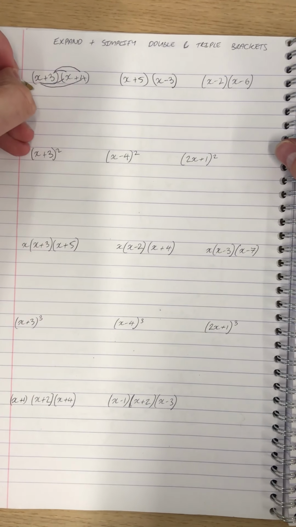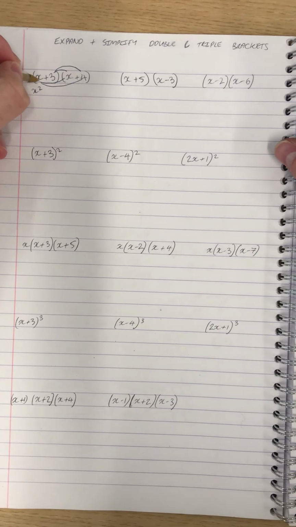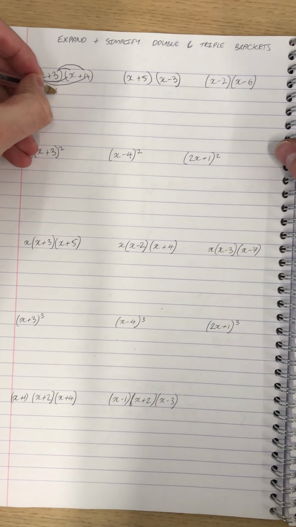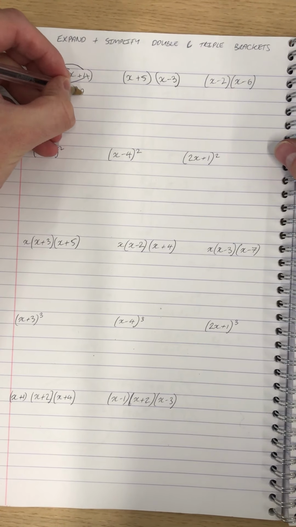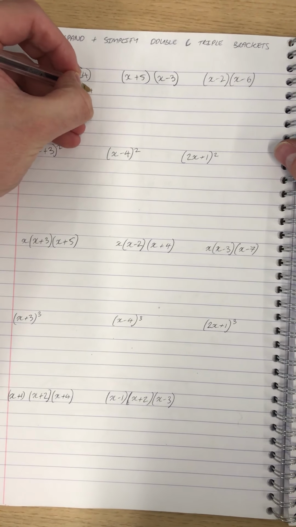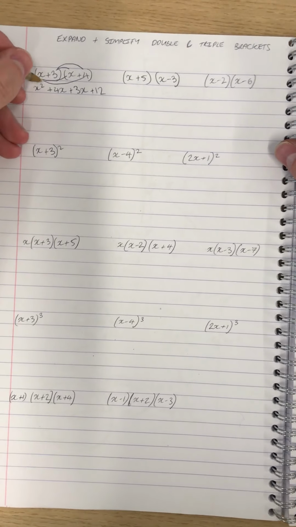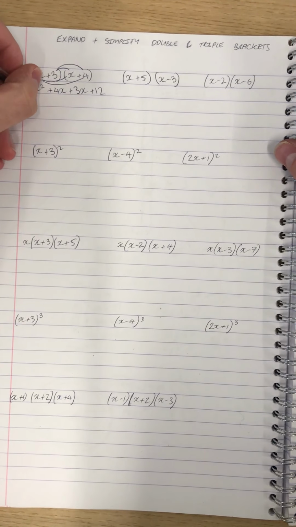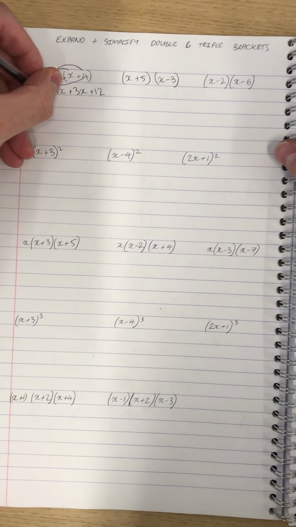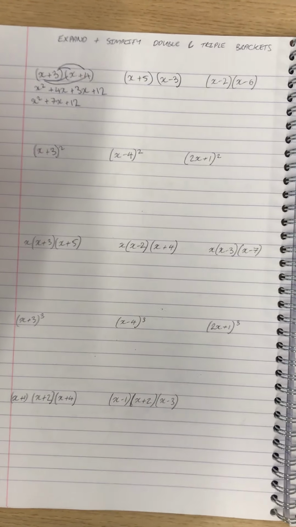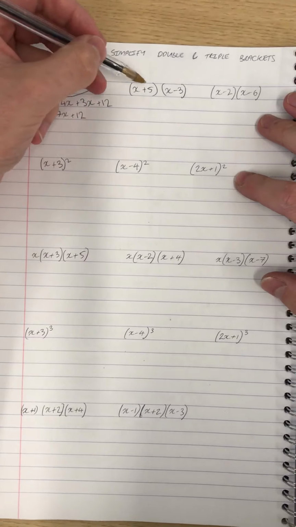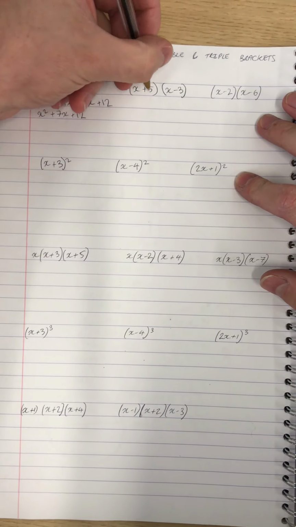So we'll start with x times x, which gives us x squared. X times 4, which gives us positive 4x. 3 times x, which gives us a positive 3x, and 3 times 4, which gives us a positive 12. So that is the expanding done. Then we need to simplify. So we go x squared plus 7x plus 12. And that is it. The next equation, we introduce a minus, but we do the same principle.